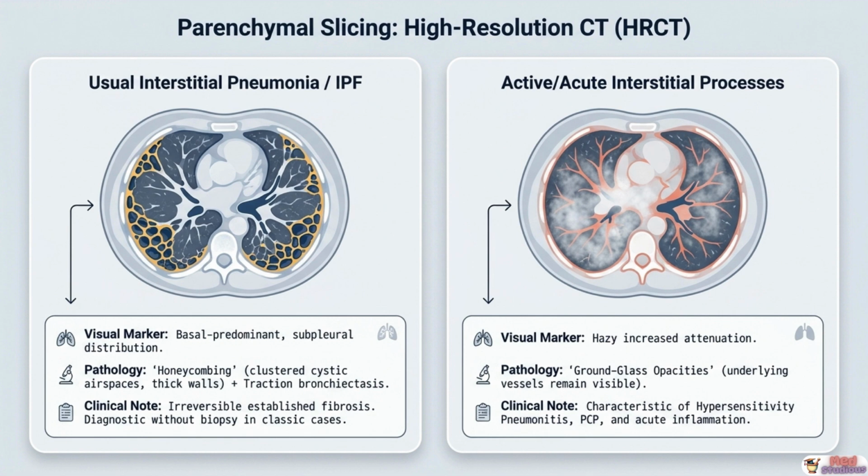Active or acute interstitial processes show a fundamentally different visual marker: hazy, increased attenuation rather than honeycombing. The underlying pathology here is ground glass opacities, distinguished by the fact that underlying pulmonary vessels remain clearly visible through the haze. This pattern is characteristic of hypersensitivity pneumonitis, pneumocystis jirovecii pneumonia, and acute inflammatory processes generally, representing active, often reversible disease rather than the fixed scarring seen in established fibrosis.